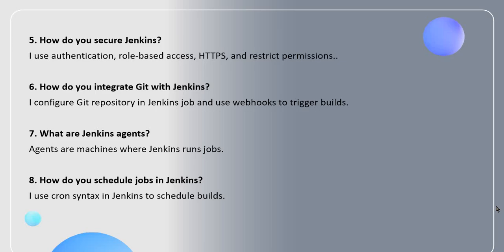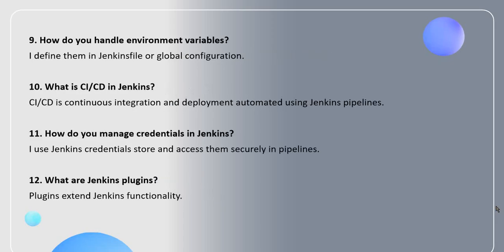8. How do you schedule jobs in Jenkins? Answer. I use cron syntax in Jenkins to schedule builds. This allows automatic execution at specific times. 9. How do you handle environment variables? Answer. I define them in Jenkins file or global configuration. These variables help reuse values like URLs, credentials, etc.